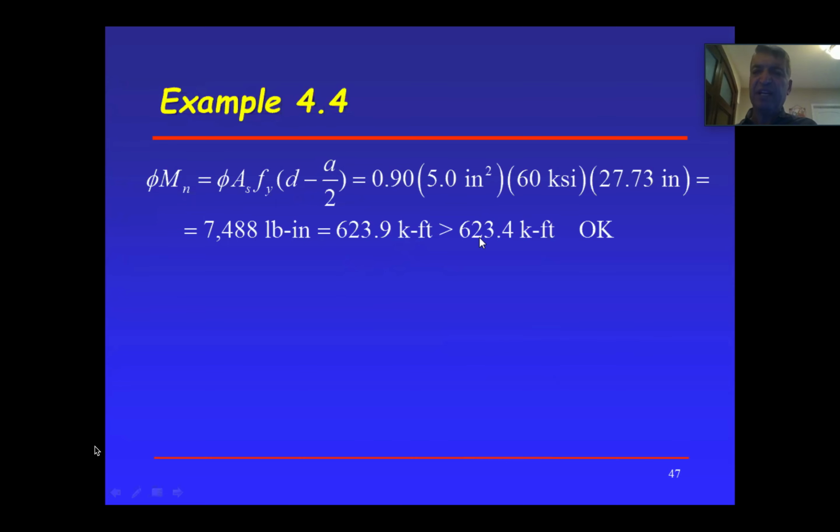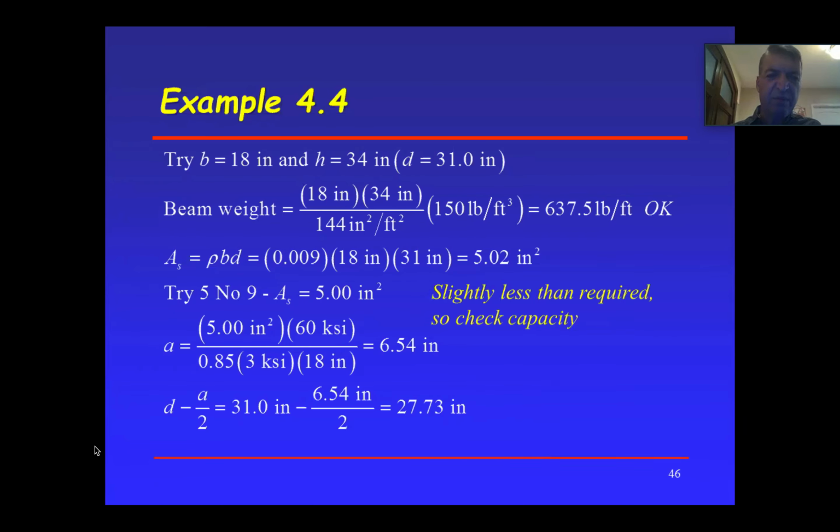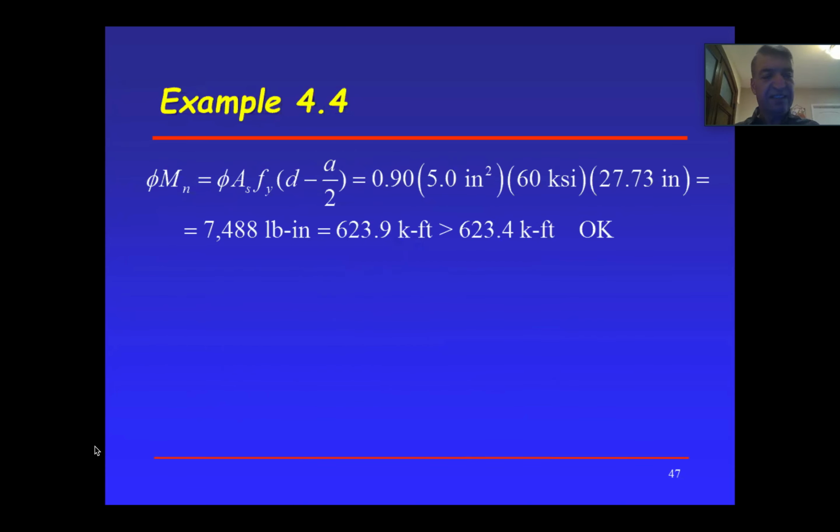So in real life, I would not do that. I would definitely get a little bit bigger section because this is too close for comfort. But textbook-wise, it works, no problem. All right, any question? What we didn't do here is check the beam minimum. So you can go ahead and check the beam minimum. For example, for 5 number 9 bars, what is going to be my beam minimum? So you will do that. Any question on that? Any question?